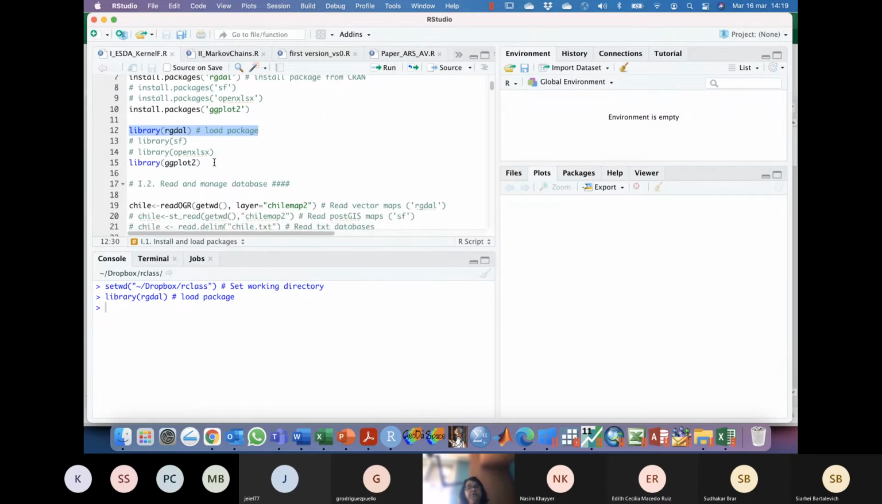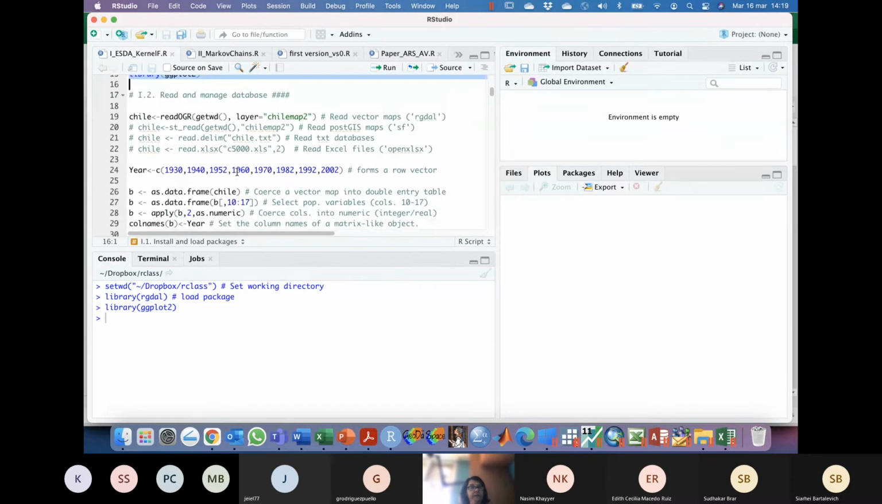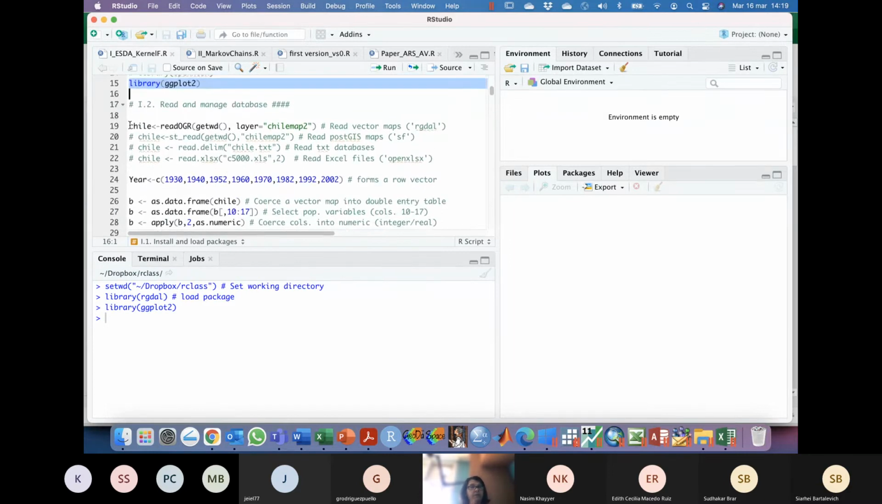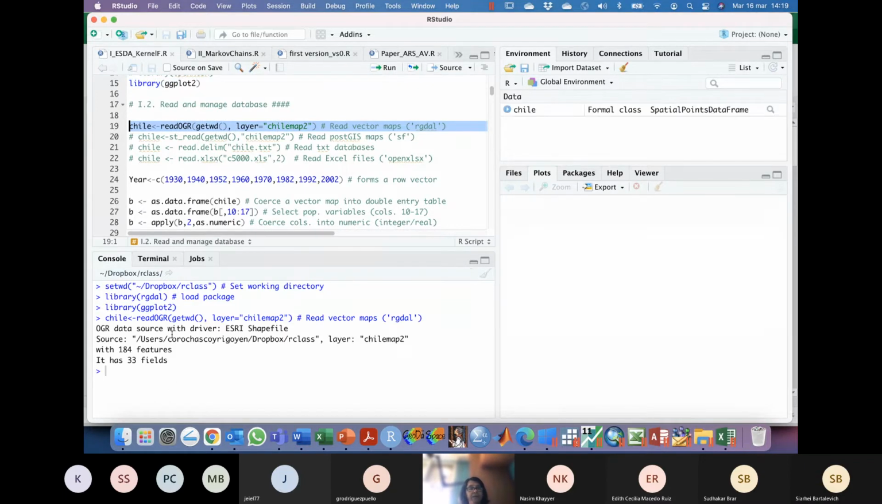Additionally, I will need ggplot2, because I will use this package to represent the kernels. So I run this package that was already installed. Then I read the map. It says that it has 184 features, which are the cities, and 33 fields, and it is called Chile map 2.